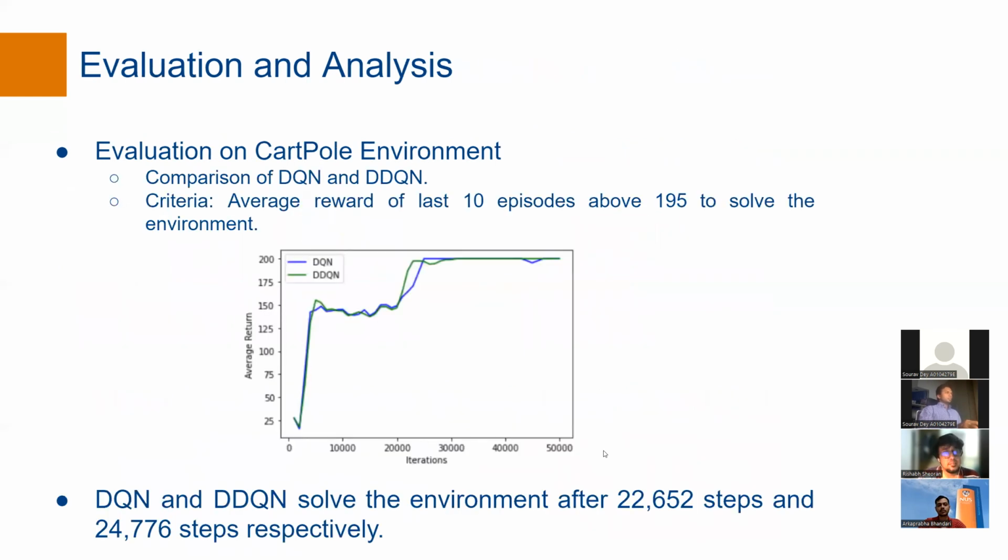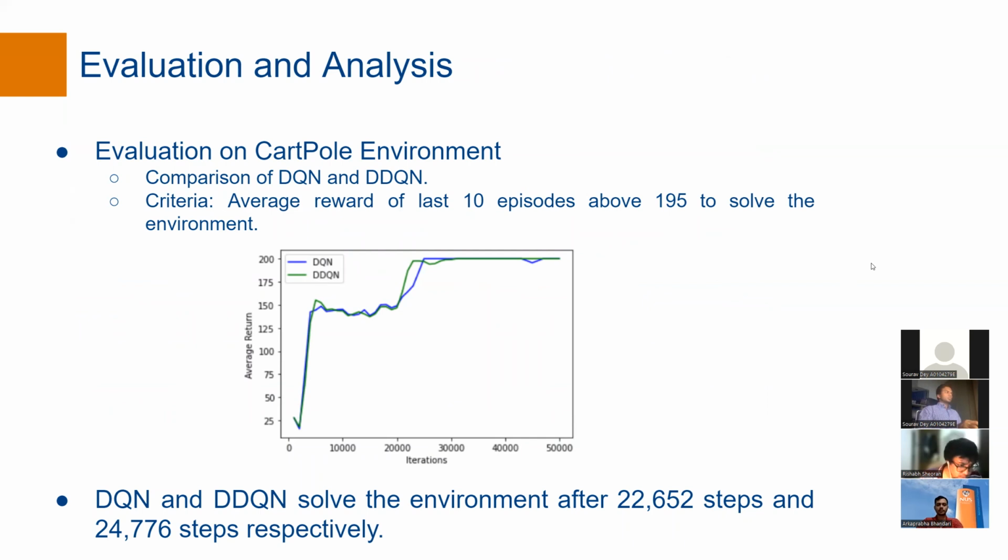Next. So I evaluated the performance of DDQN and DQN on the cartpole environment. The criterion here to solve the environment is to get an average return greater than 195 for the last 10 episodes. And our hypothesis is that DDQN will perform better than DQN by reducing the overestimations of action values, and it will also lead to more stable learning. So as we can see, DDQN outperforms DQN by solving the environment faster.